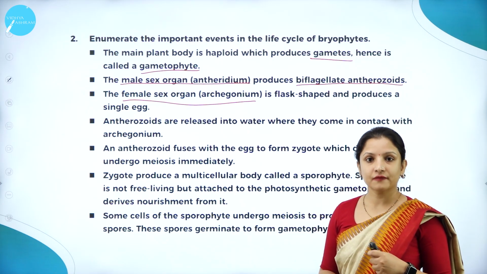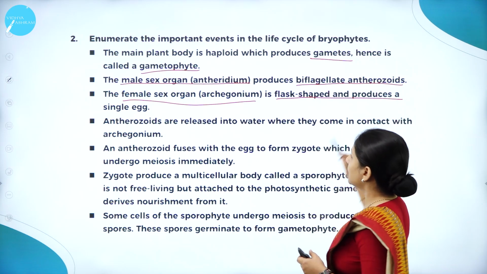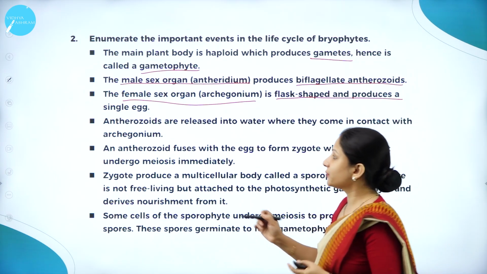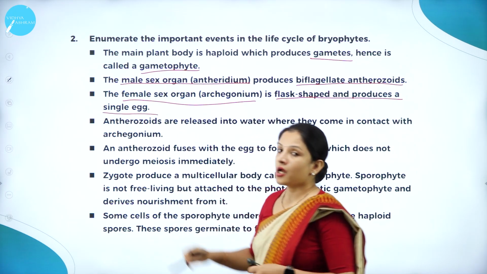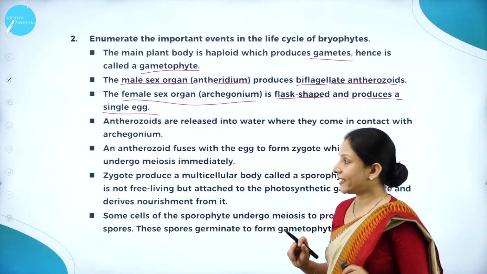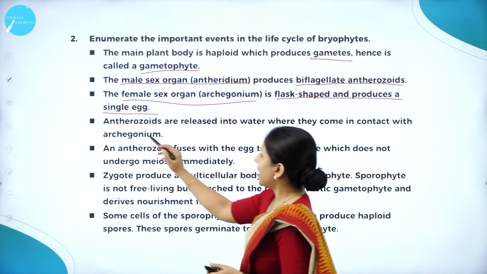The female sex organ, which is called archegonium, produces what? It is a flask-shaped cup-like structure and it produces a single egg. Here, the single egg is non-motile because it doesn't have flagella. Now talking about the male gamete, the antherozoids.